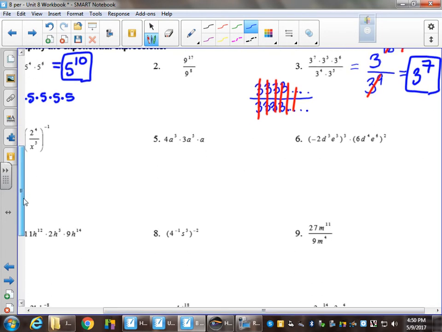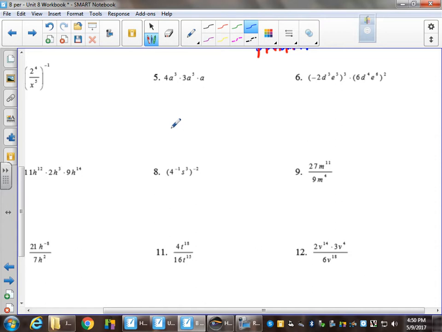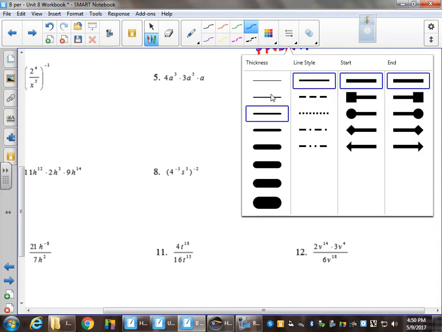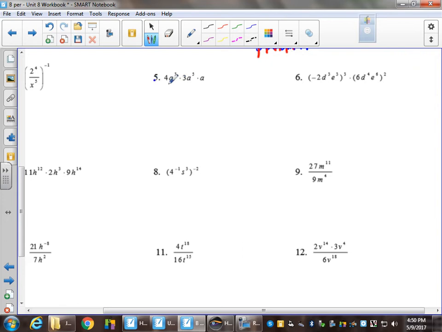Number 5, 4a to the 3rd times 3a to the 5th times a. First off, we need to realize that 4 and 3 do not have exponents, so we can actually multiply 4 times 3 and get 12. And then let's gather our a's together. I have 3 a's here, 5 more makes 8, 1 more makes 9. 12a to the 9th. That comes from 3 plus 5 plus 1. Adding the powers, we arrive at a to the 9th.